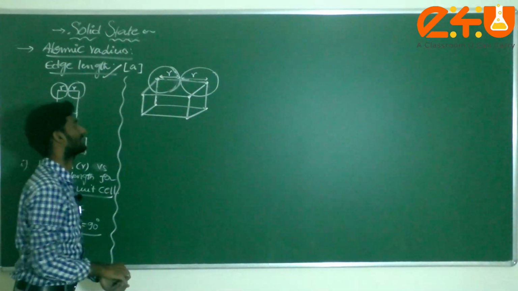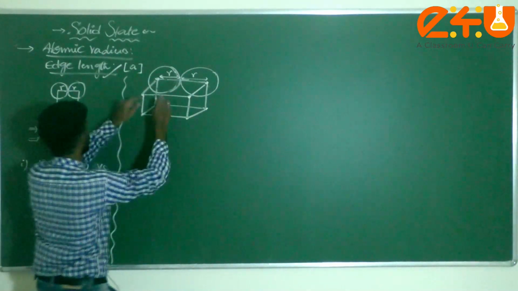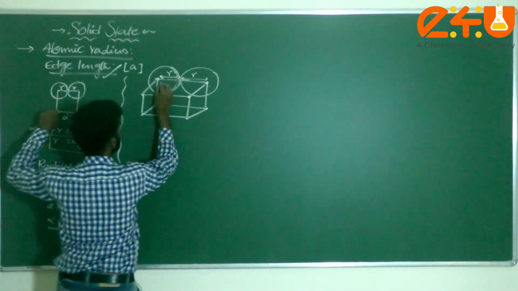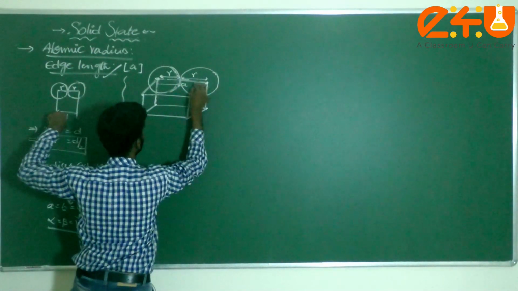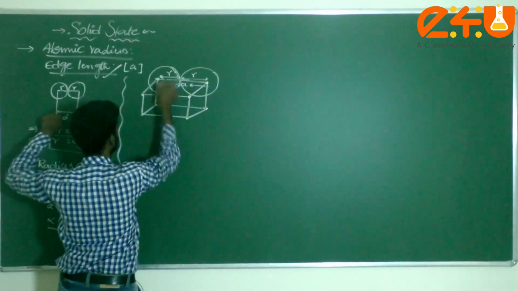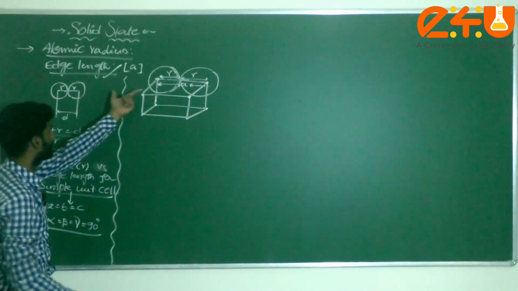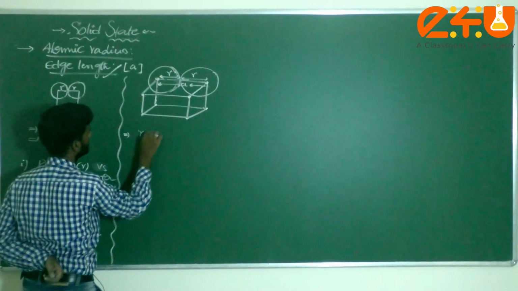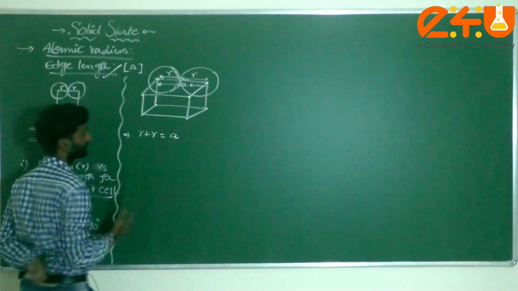Am I correct or not? I can consider the radius r. Next, what is this here? This everything comes under the distance d. How much distance can I consider as the edge length here? The edge length is a. Now simply the radius r plus r is equal to a.